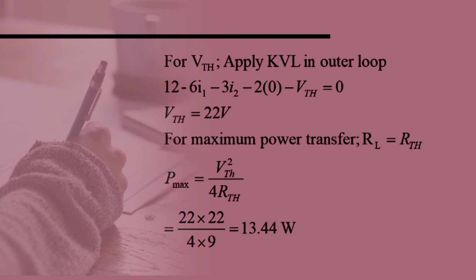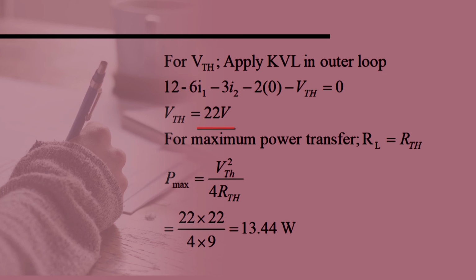So the final expression is what? 12 minus 6 I1 minus 3 I2 minus VTH is equal to 0. After solving this particular equation, you will get the value of the Thevenin voltage, that is VTH is equal to 22 volt. So now you have calculated the Thevenin voltage, you have also calculated the value of the load resistance, that is RL is equal to RTH when maximum power is transferred.